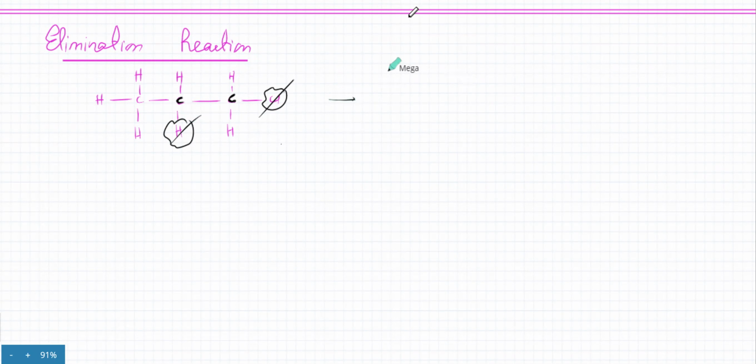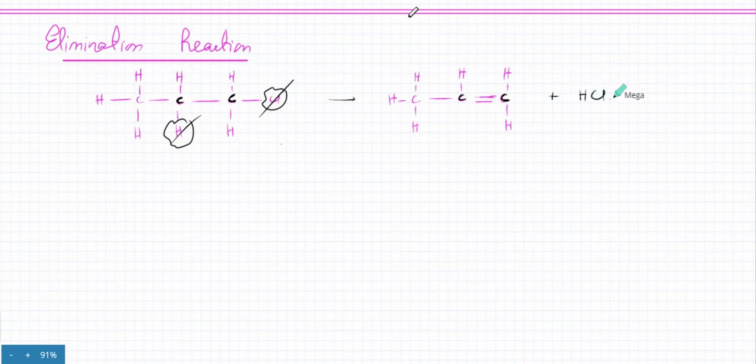So you're going to have three carbon atoms, 1, 2, and 3, and you have all these hydrogen atoms, except that you're going to have a double bond over here. These two carbon atoms have lost a Cl and an H. And where did the Cl and H go? They ended up forming HCl.